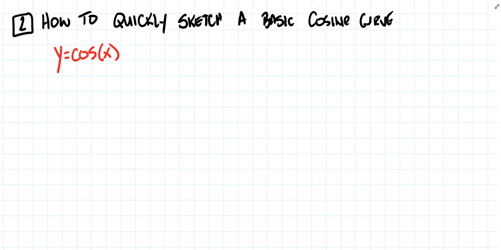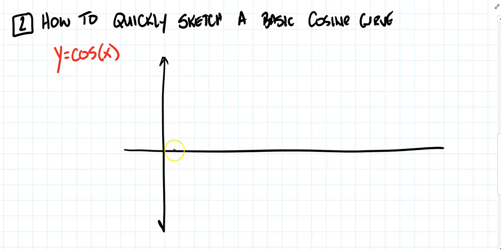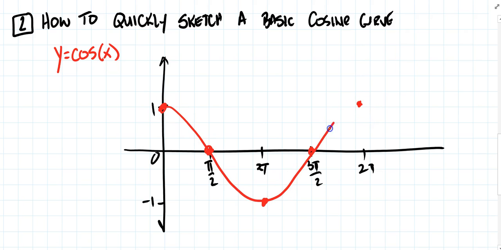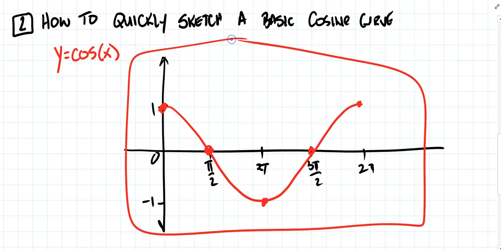Okay, box number 2 is how to do a quick sketch of the basic cosine curve. We should be able to make this sketch in a moment's notice. So I'm going to have 0, pi over 2, pi, 3 pi over 2, and then 2 pi. I'm going to have 1 and then negative 1. So the 5 points that we need to be responsible for cosine are 0, 1; pi over 2, 0; pi, negative 1; 3 pi over 2, 0; and then 2 pi, 1. We want to be able to make that sketch.